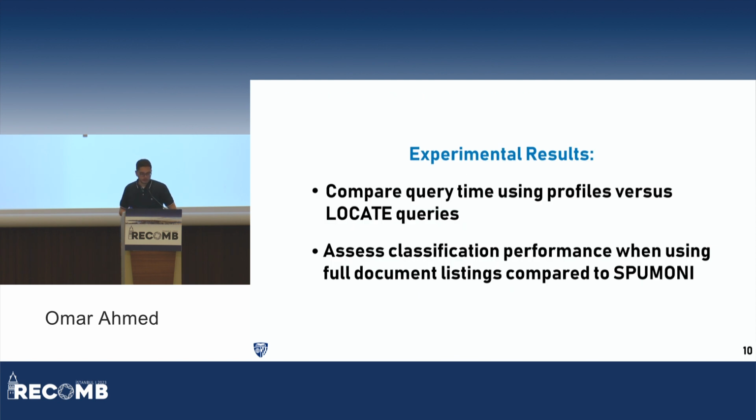Going into some results, here are the main experiments we'll be talking about: looking at the query time using this data structure versus using locate queries with our index, and then discussing whether this data structure helps us improve classification performance compared to Spumoni, which I talked about in the beginning, which had the limitation of only giving you one of the values of this document listing.